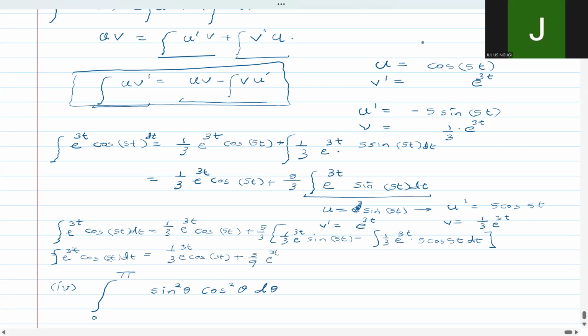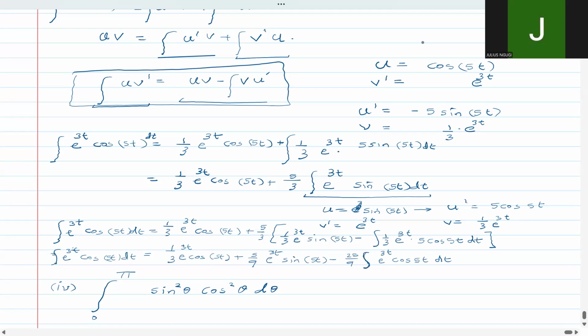Now let's open the parenthesis, plus 5 over 9 exponential power 3t sine 5t, then minus, this 5 over 3 is multiplying everything in the square bracket. So 5 over 3 times another 5 over 3, that's 5 squared, that's 25 over 9. Then the integral of exponential power 3t cosine of 5t with respect to t. This is the integral sign here.